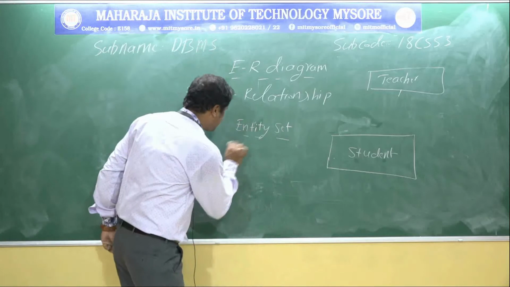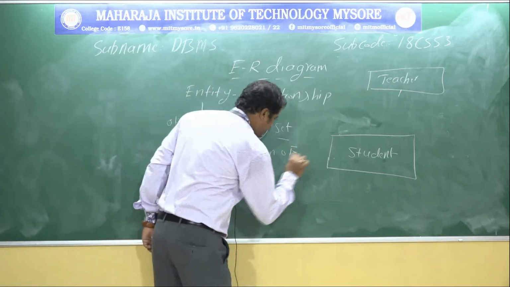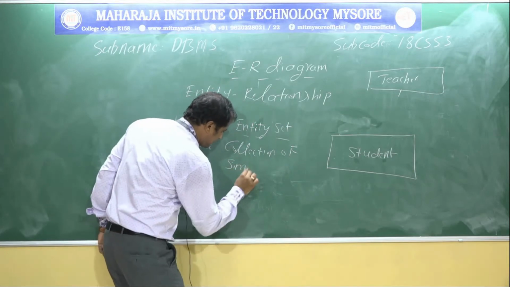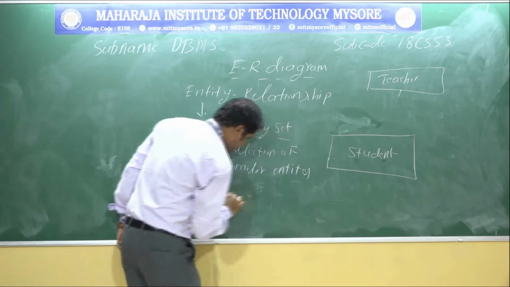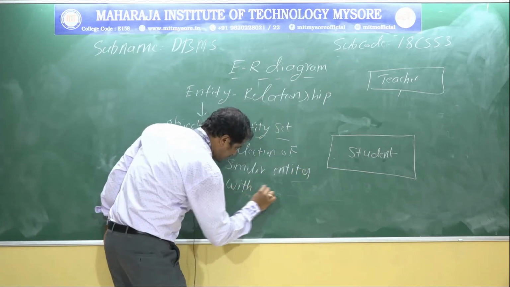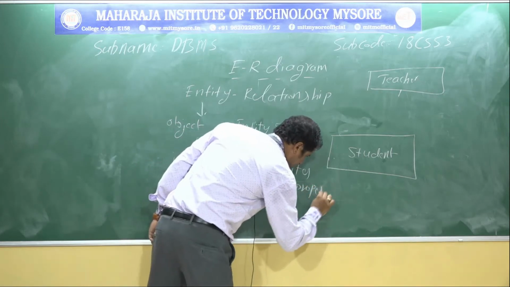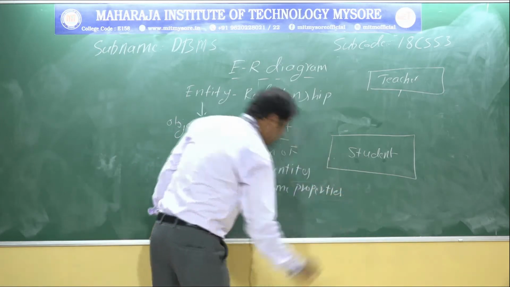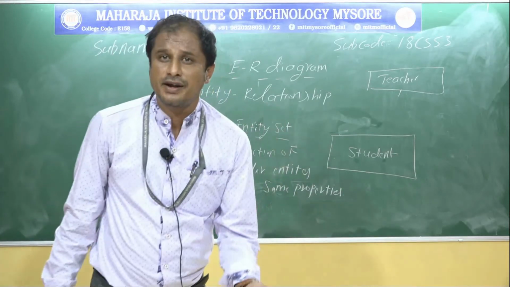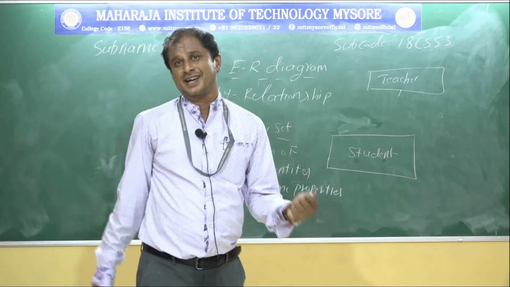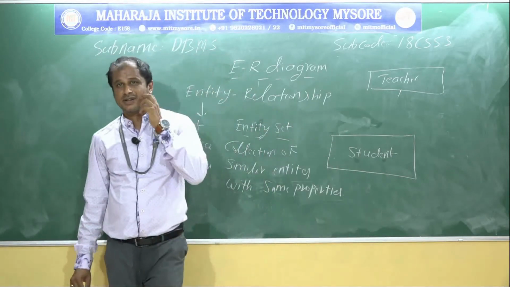A collection of similar entities with the same properties is called an entity set. What is the example I will give? The example is a very simple one.